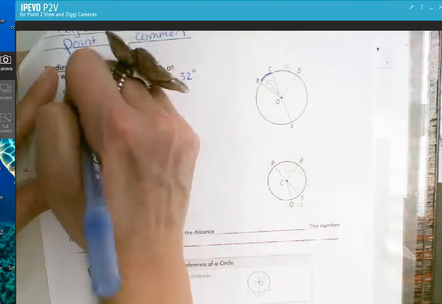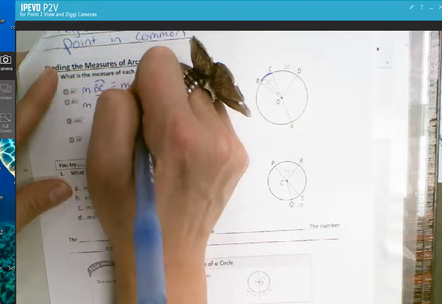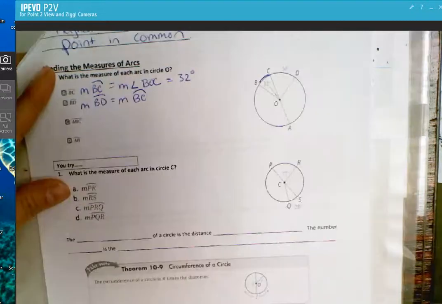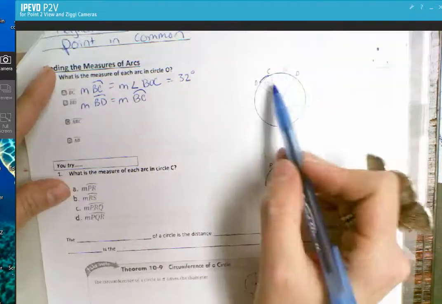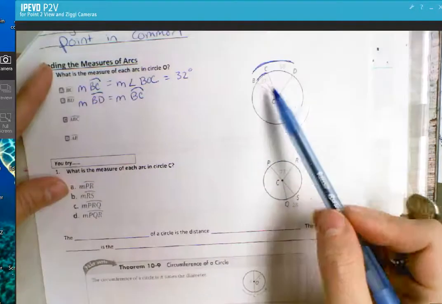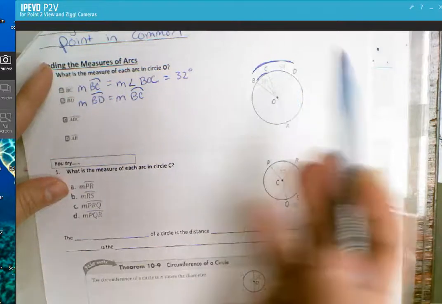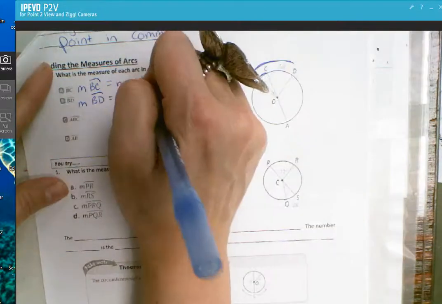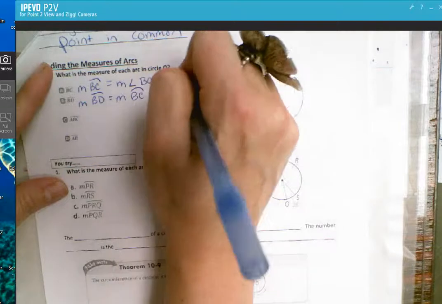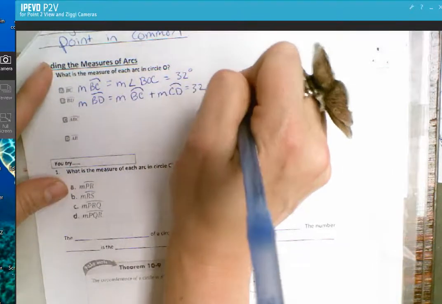So the measure of BD, I want the measure of this whole arc BD. That means I need to take the measure of the little arc plus the measure of this other minor arc. Measure of arc BC plus the measure of arc CD is equal to 32 plus 58, which is equal to 90 degrees.